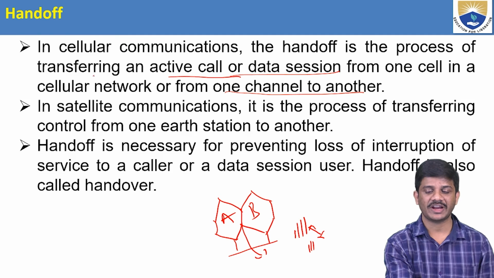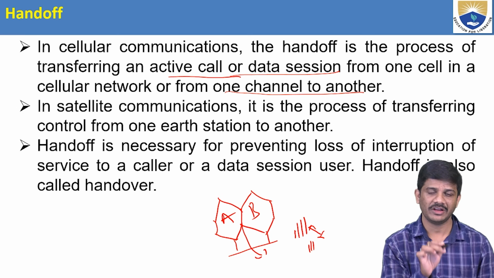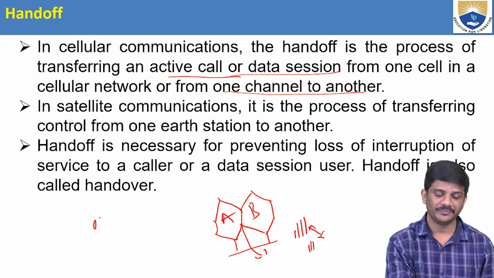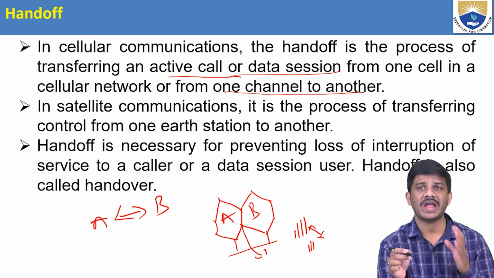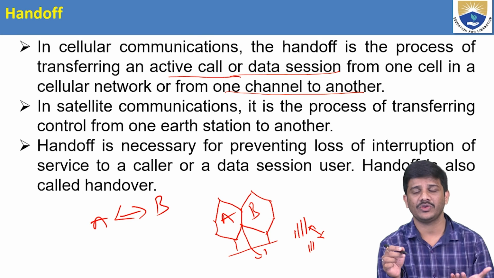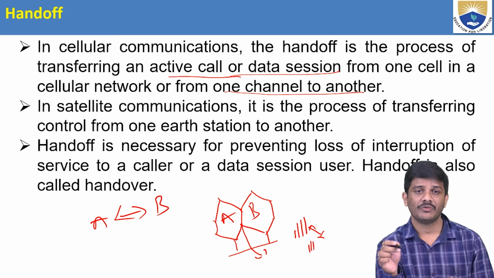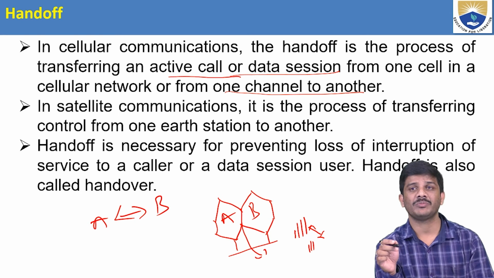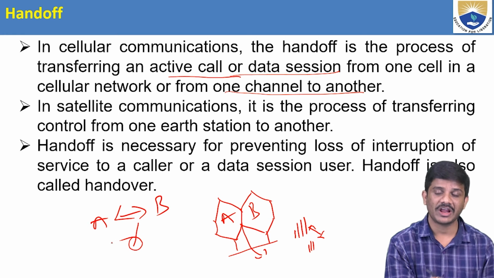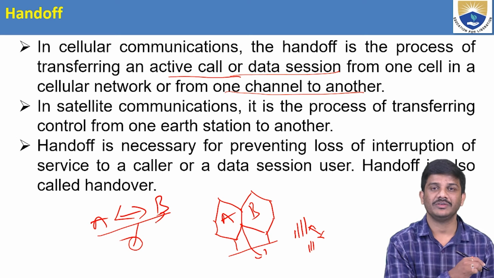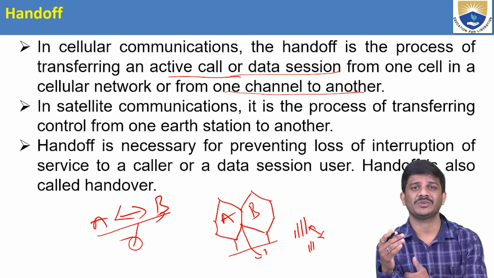That is the process of transferring an active call. Whenever a person is moving, while traveling from A to B, we can give the active call or data session, or if they are using the internet, we can give the data session. If it is a call, then we can hand over the active call from one cell in a network to another channel. We can hand over the signal from A to B. But without the handoff process, the signal will drop whenever it reaches the boundary.